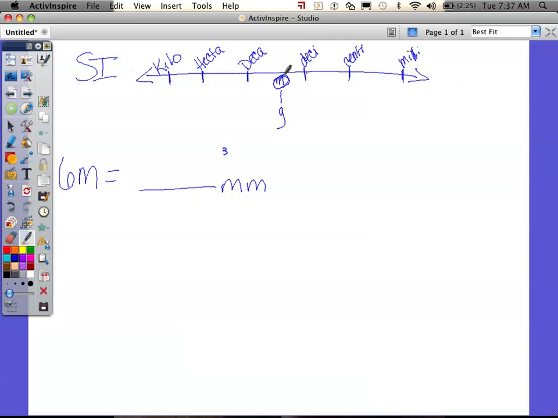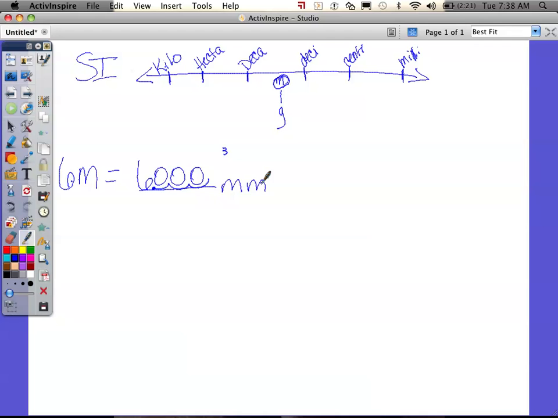So I'm going to move it 3 places to the right. I'll go ahead and put my 6. Where's my decimal going to be located? Behind the number. If there's not a decimal, then you know it comes after the number. So if I move my decimal over 3 times, 1, 2, 3, I'll add my zeros. 6 meters is equal to 6,000 millimeters. Okay? Got it. You can do that for anything.